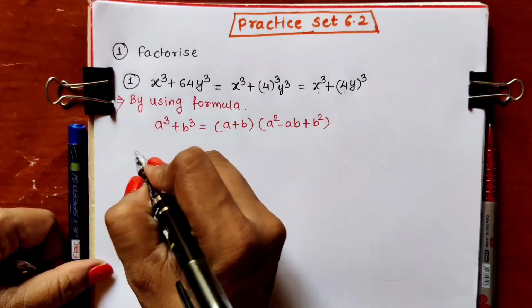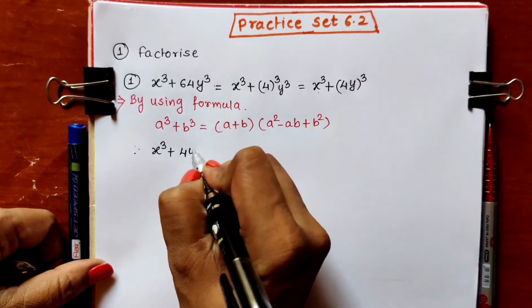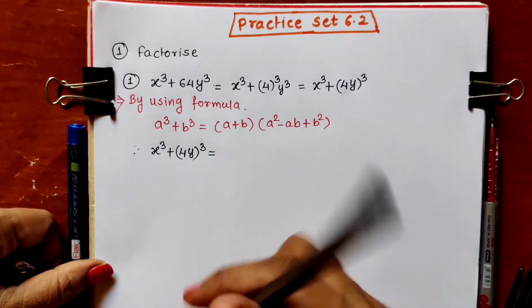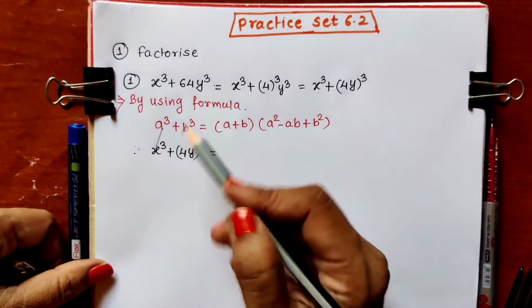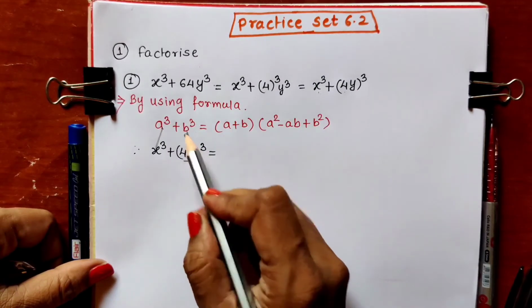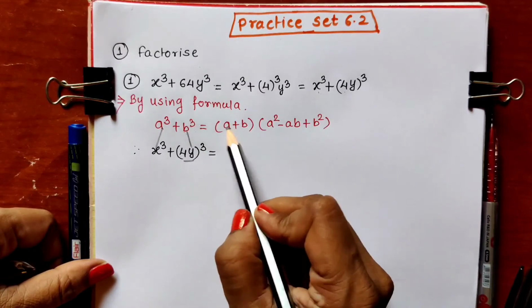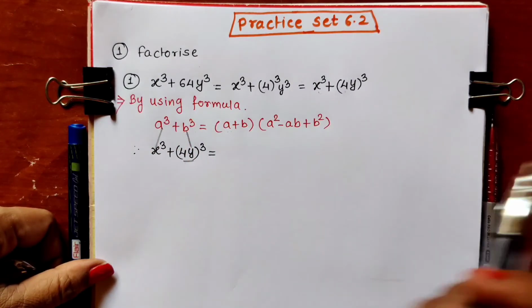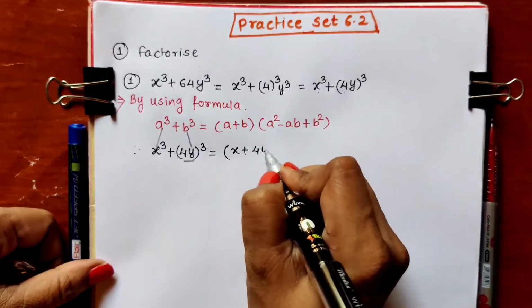Therefore x cube plus 4y cube will be equal to, now in the formula a is there, in our sum x is there. In place of a, x is there. In the formula b is there, but in our sum 4y is there. In place of b, 4y is there. So in the answer, in place of a we will be writing x, in place of b we will be writing 4y. So let us write a plus b in the first bracket, that means x plus 4y in the first bracket.